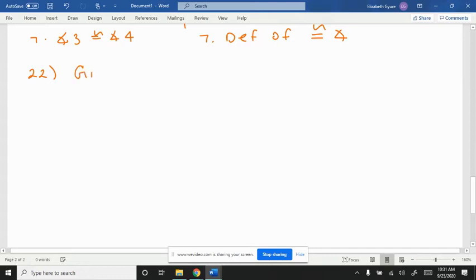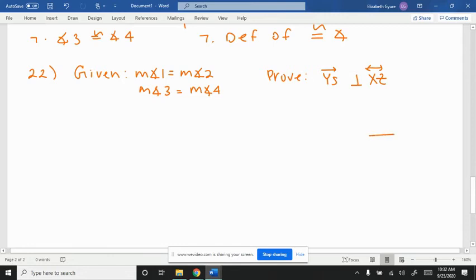All right, so number 22. We are given that the measure of angle 1 equals the measure of angle 2, and that the measure of angle 3 equals the measure of angle 4. We want to prove that ray YS is perpendicular to line XZ. And we are given this diagram here.